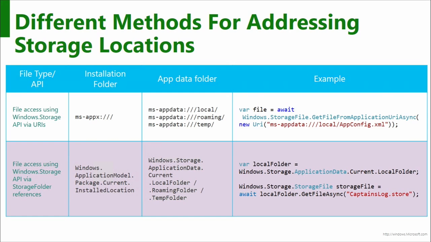So the two lines there, first of all, the top one: you can get at files using URI kind of syntax, and we have Windows.storage file, get file from application URI async. And that takes a URI. So here you use ms-appx:/ for the package folder, or ms-appdata:/local/ or roaming/ or temp/ to get at the local folders.